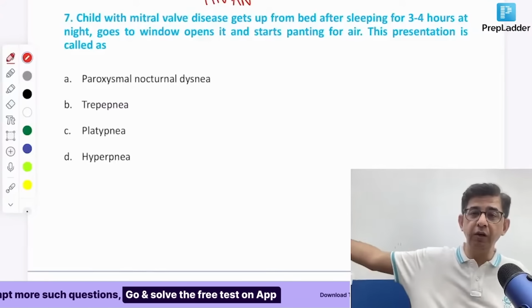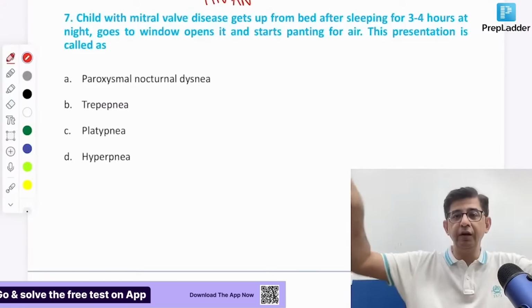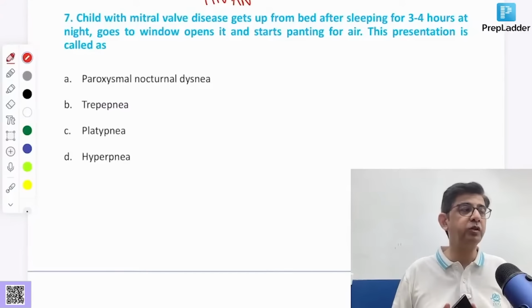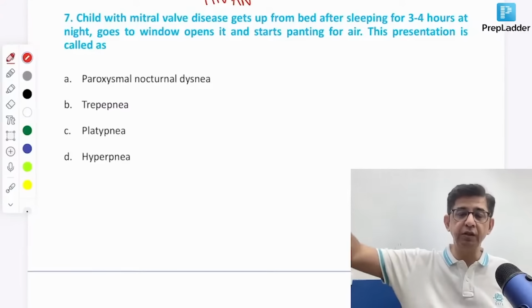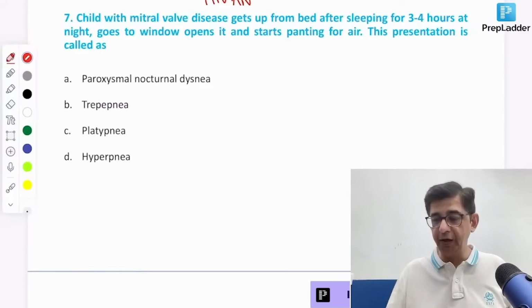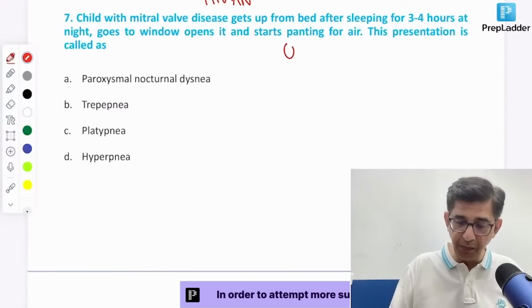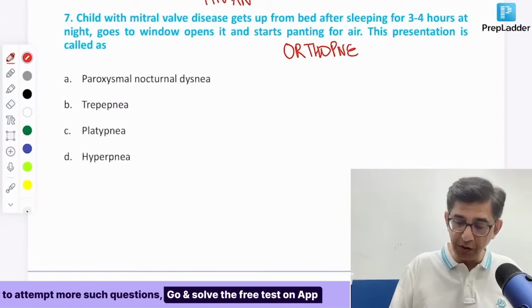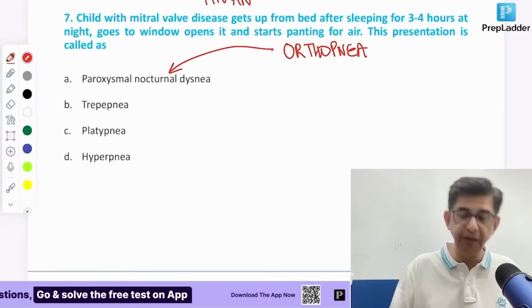Even if he would have gone to the toilet, opened the door of the toilet and gone inside, still he will be doing the same thing. It does not matter whether it is opening the washroom or the window. It is the position of the body that is changing. This is the characteristic manifestation for orthopnea, and the other name is paroxysmal nocturnal dyspnea.